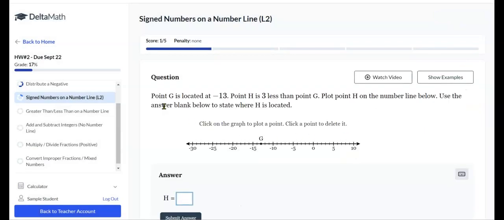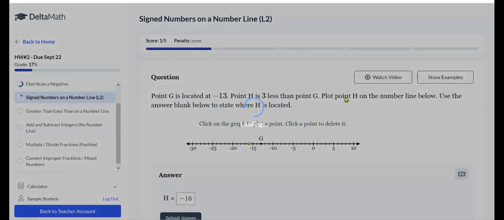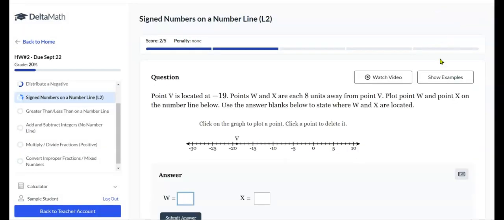So let's try one more problem. Point G is located at negative 13. Point H is 3 less than G. So that's lower or farther away from 0. So 3 units to the left will be less. So once I've moved 3 units to the left, I can mark that as negative 16. I think you're starting to get the hang of this.